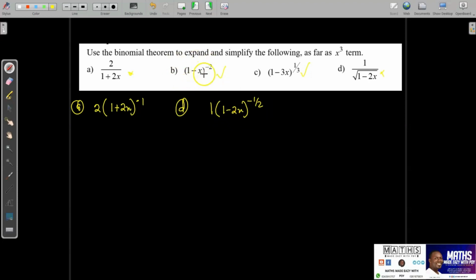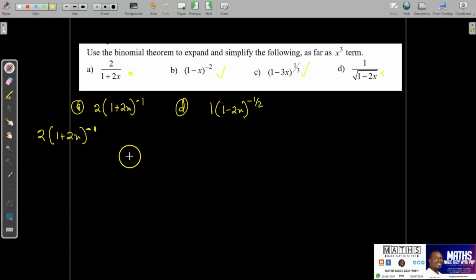Okay, so let us solve just the first one, which is the a. If there is time, I'll work out b, then you do c, and then d. But I've shown you how to write the d in the power form. So working out this, 2 into bracket 1 plus 2x raised to the power minus 1.